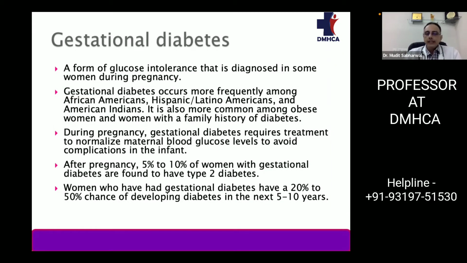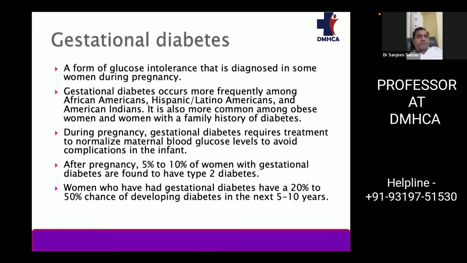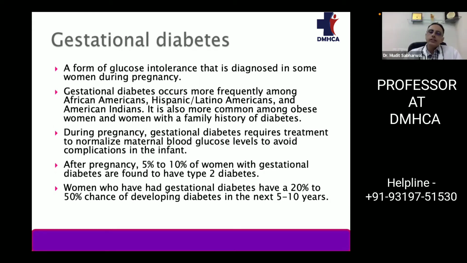During pregnancy, gestational diabetes requires treatment to normalize blood glucose levels to avoid complications to the infant. So it's both for infant and for the mother. After pregnancy, 5 to 10% of women with gestational diabetes are found to have type 2 diabetes. However, women who have had gestational diabetes have a 20 to 50% chance of developing diabetes in the next 5 to 10 years.